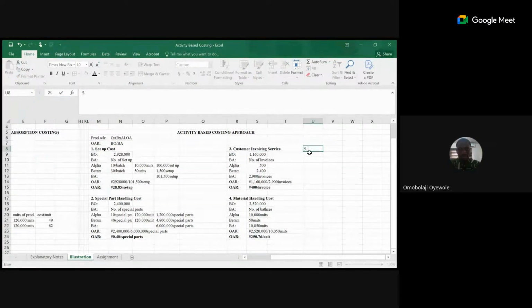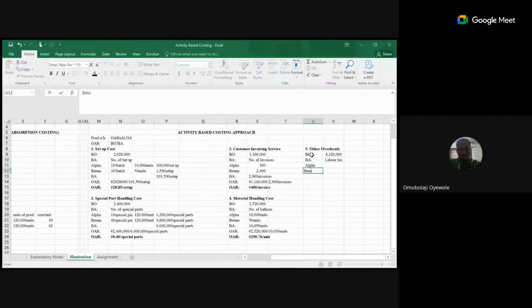Then the last one is other overheads. So let's go again, the same approach. Budgeted overhead and budgeted activity. So for other overheads, budgeted overhead is 4,320,000. Then this one is labor hours.